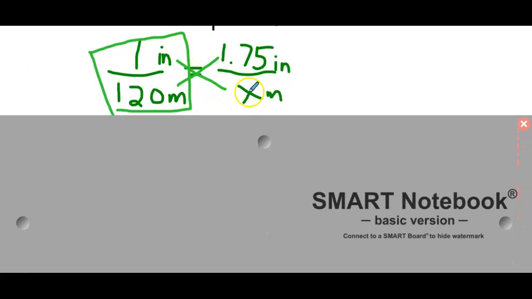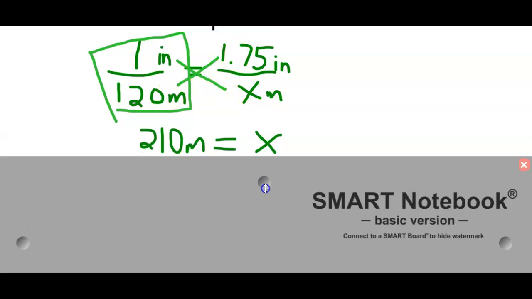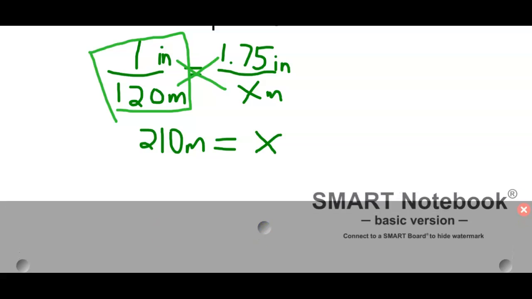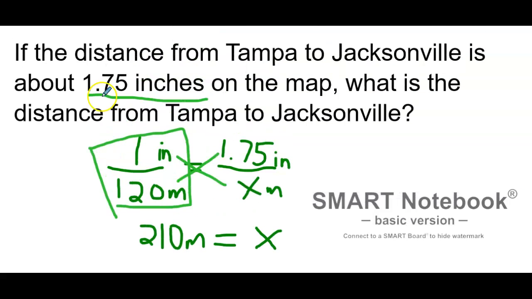I'm going to get 1x, and then I'm going to multiply this, and I'm going to find out that 1x over here is 210 miles. So when I multiply this, it's 210 miles. So Tampa is 210 miles away from Jacksonville. And that's how I would use that.